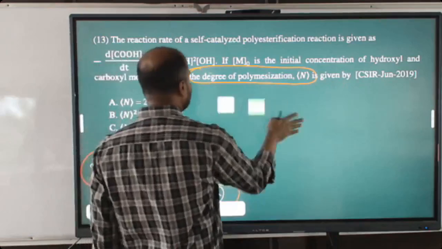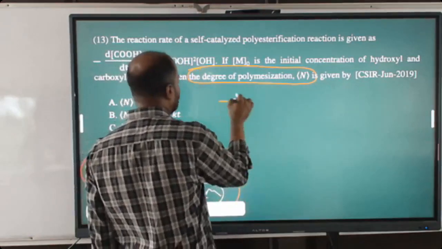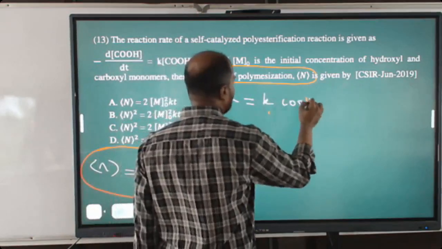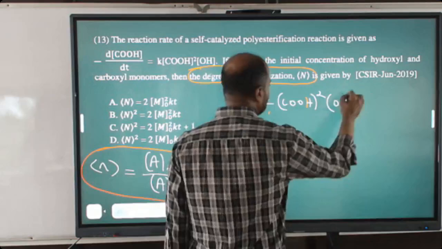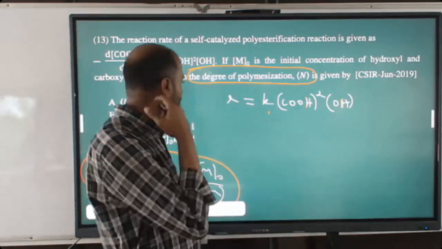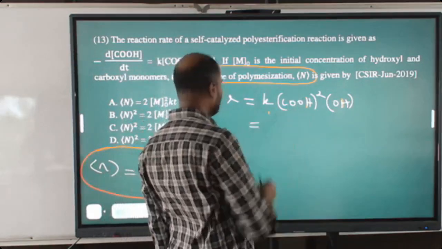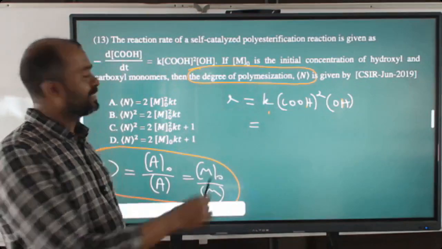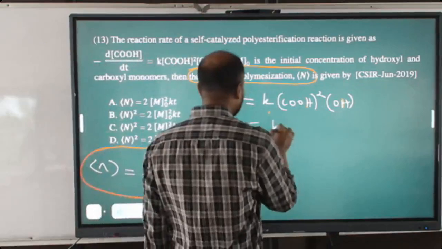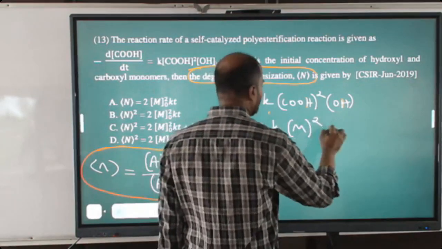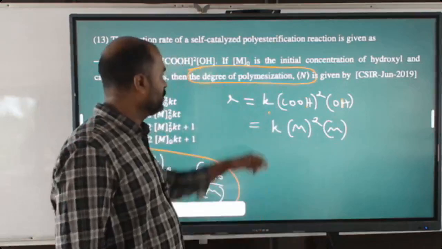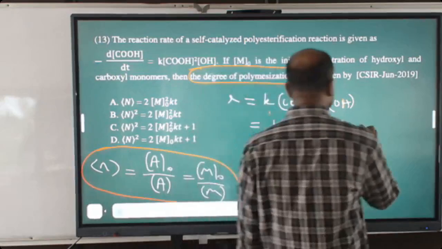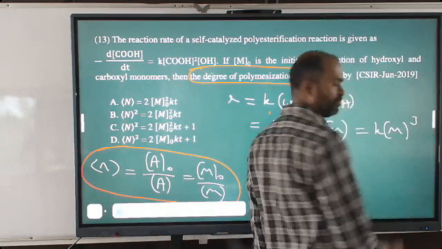Another equation: the rate of the reaction R is equal to K into [COOH] square into [OH]. The concentration of COOH is equal to the concentration of OH, that is given to be M. That's K into M square into M. Just give COOH the name M and OH also the same name. Finally, rate is obtained as K into M cube.